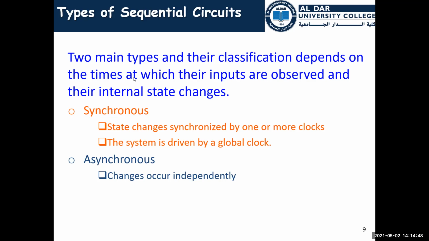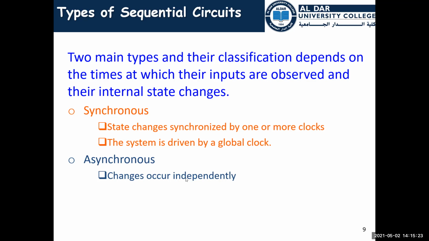Okay, here we have two types of sequential circuits. The first type is synchronous. Synchronous means that everything is working together. So we have a global clock. The global clock means that at each edge of the clock, all the units in the circuit will move to the next state.